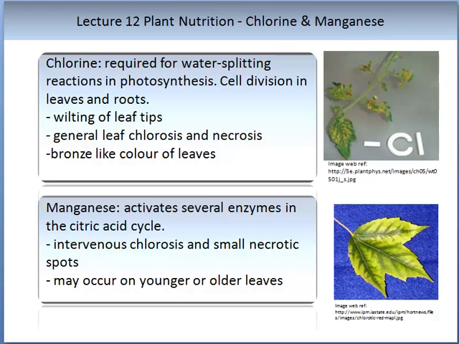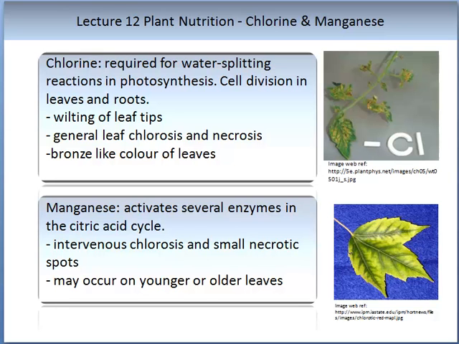Chloride is required for the water splitting reactions in photosynthesis. It's also required in cell division in leaves and roots. When chloride is deficient in plants, you can see wilting of leaf tips, general leaf chlorosis and necrosis, and a bronze-like colour of leaves. Here is an image of a tomato leaf with chlorine deficiency.